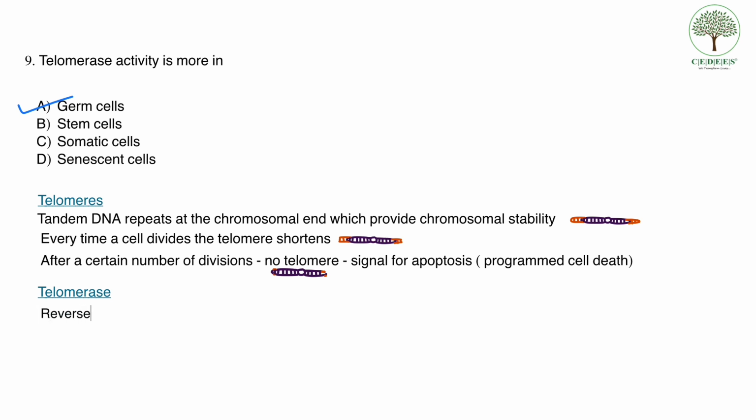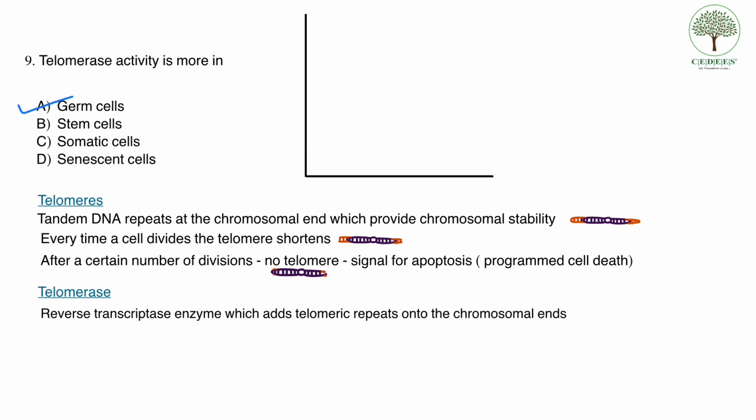So, out of the given options, the somatic cells and senescent cells are ruled out, because somatic cells have only a limited number of cell divisions and senescent cells do not have any cell division. The senescent cells are the cells where the cell division has ceased. They will have extremely low telomerase activity.